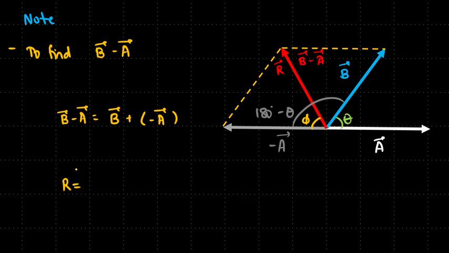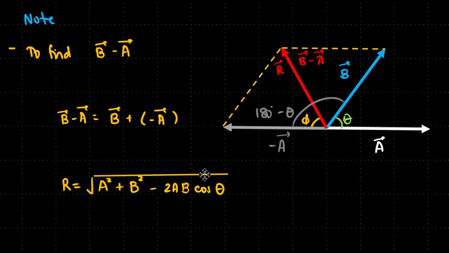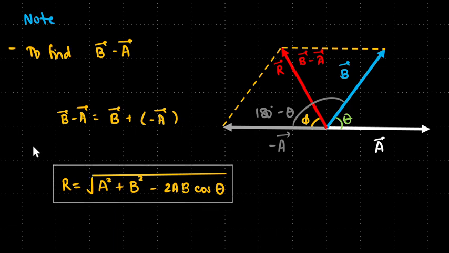Using the same thing, let's say we have to find the resultant. The resultant is going to be the square root of a squared plus b squared plus 2ab cos(180 degrees minus theta), right? So this is just going to be a squared plus b squared minus 2ab cos theta. So that's the magnitude. I think that's pretty clear. So let's put this in the box, even though this is a formula that you must have already known.